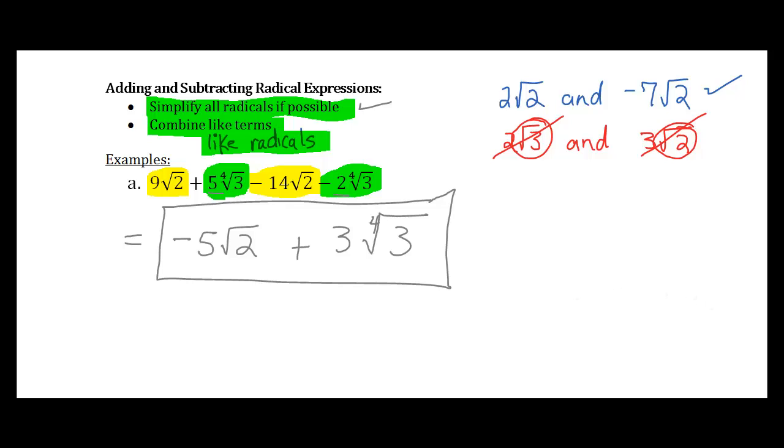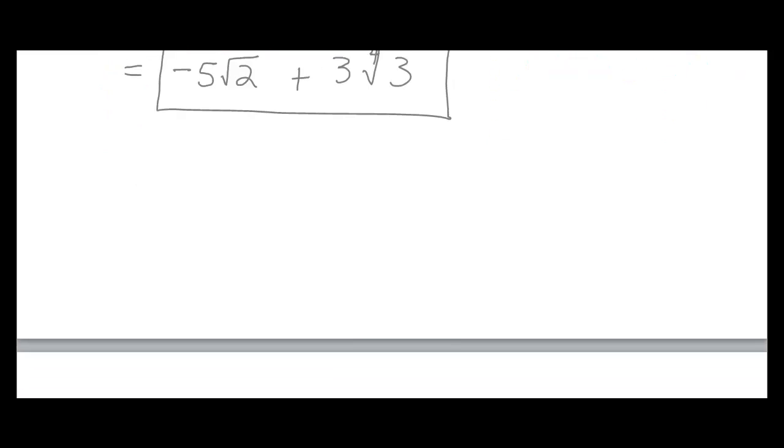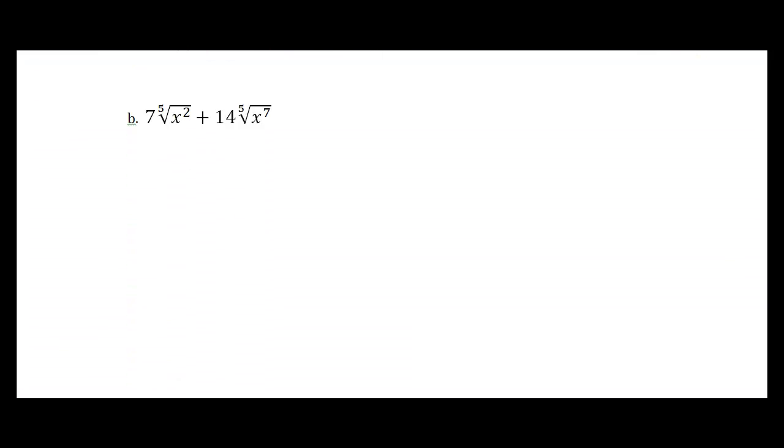Let's look at another example. All right, I have 7 times the fifth root of x squared plus 14 times the fifth root of x to the 7th. And I want to simplify completely. Maybe even add and subtract. Well, if I look at this example, when I look at the fifth root of x squared, all right, that is already simplified. That 2 on the exponent under the radical is smaller than our index. However, when I get here, the 7 is bigger than that 5, index 5.